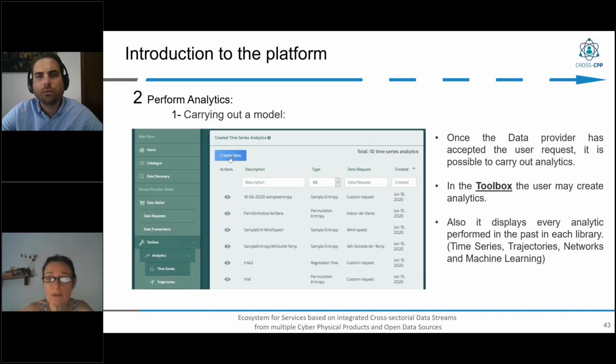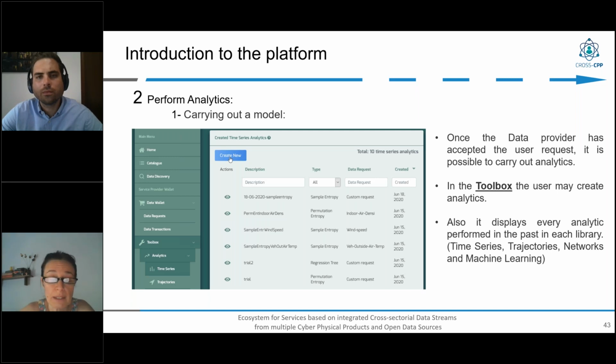Okay. And once we have that, the following thing is that once we have the data request accepted, that we were seeing by Victor how the data provider will accept or not, but let's imagine that they accept our request, and then what we have to do is just to choose in all the toolbox all these functionalities that we can have.